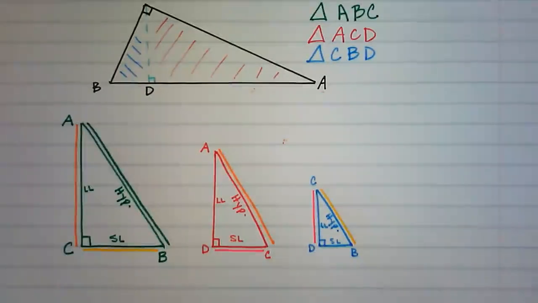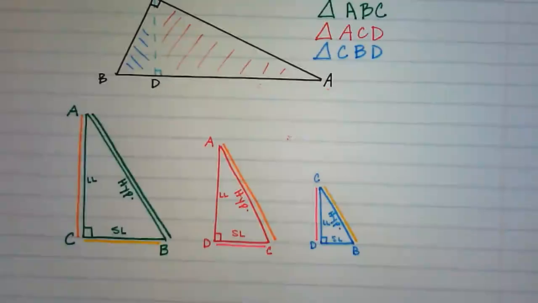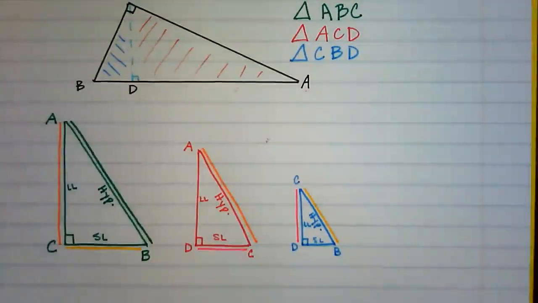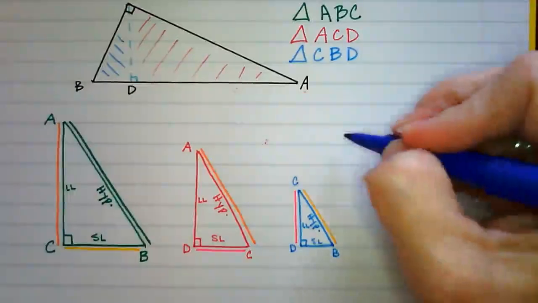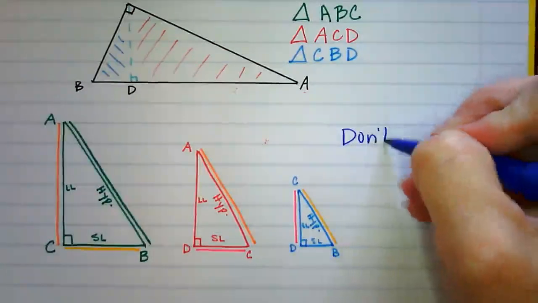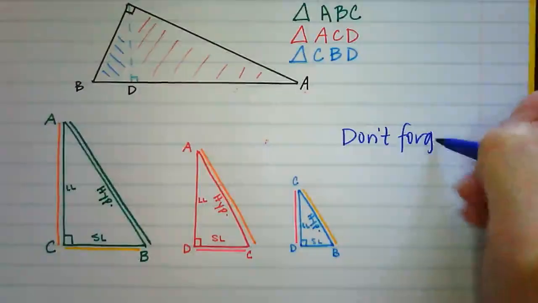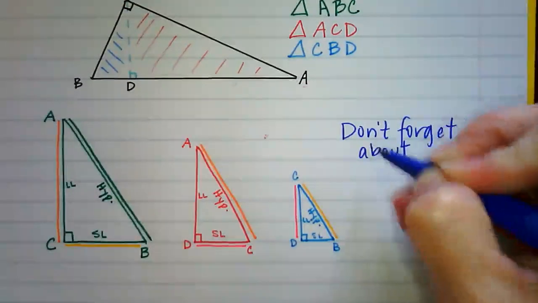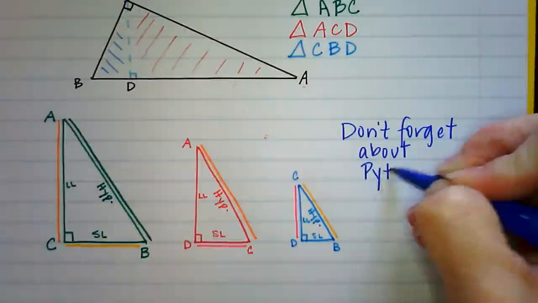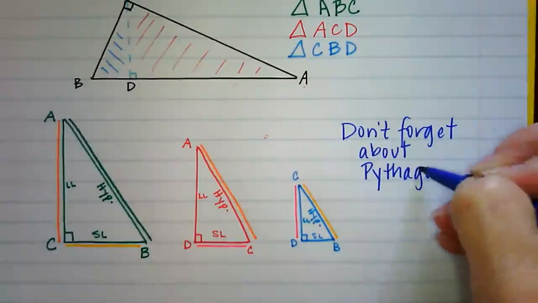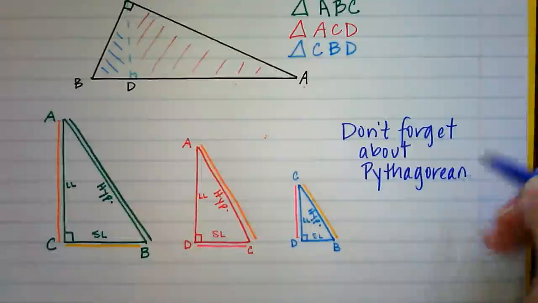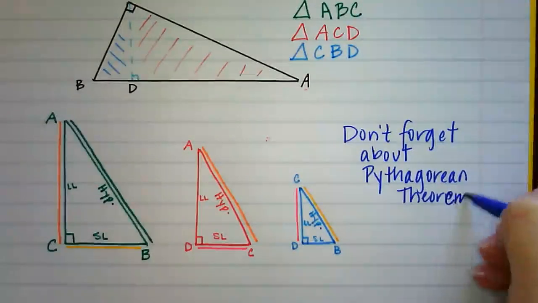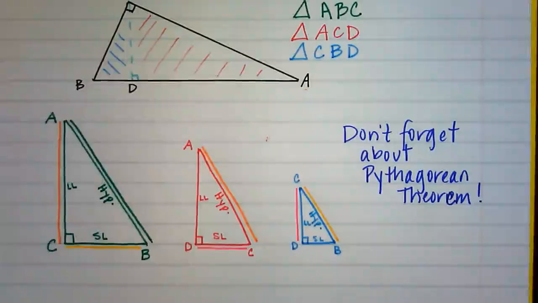Now, what you're going to see is that some don't necessarily have matching or corresponding sides, but don't forget that we're dealing with right triangles, and we can always use the Pythagorean theorem if we need to. So don't forget about the Pythagorean theorem. So I'm going to write that. Hopefully you know what I'm talking about because it's one of the most well-known theorems.